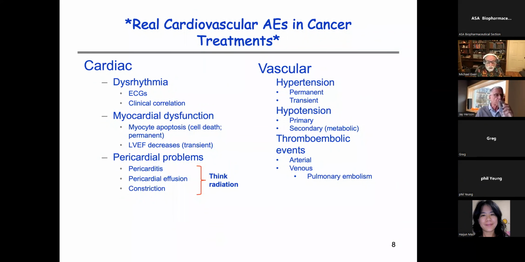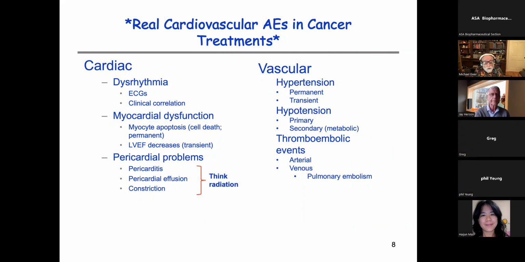From the cardiac standpoint, and we can separate cardiac and vascular, we have dysrhythmias, and we look at electrocardiograms, and we look at clinical correlation, syncopal episodes, and things like that. We look at myocardial dysfunction. Myocardial dysfunction at its extreme can be congestive heart failure and even death. Myocardial dysfunction can be permanent, caused by cell death. It can perhaps be transient due to a variety of things, but we think about myocardial dysfunction as well.